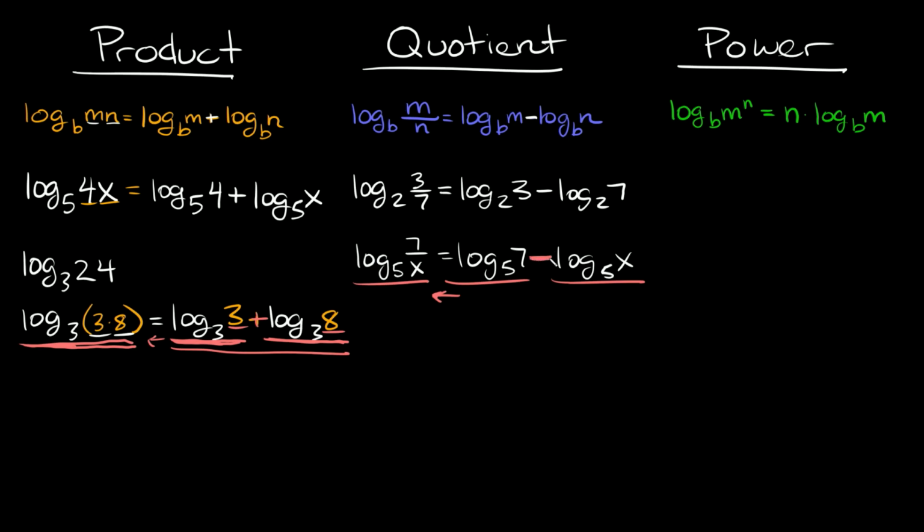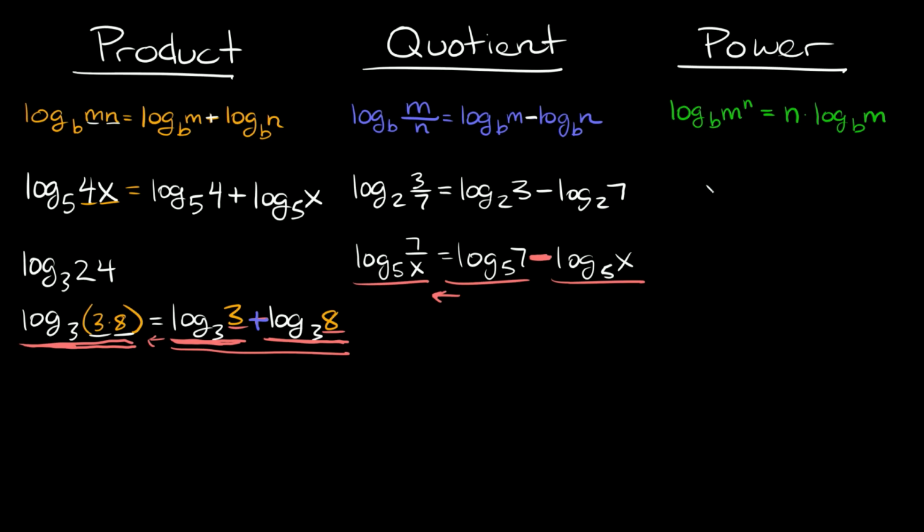So if you ever see a subtraction symbol between two logs like this, that means you can glue it back together as a fraction. Whereas, again, with the product property, wherever there's a plus sign, you can glue this back together using multiplication, okay? Now, the last property I want to cover here is the power property.